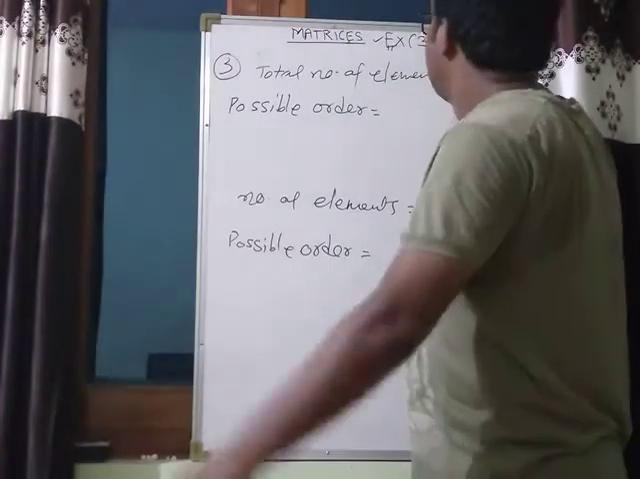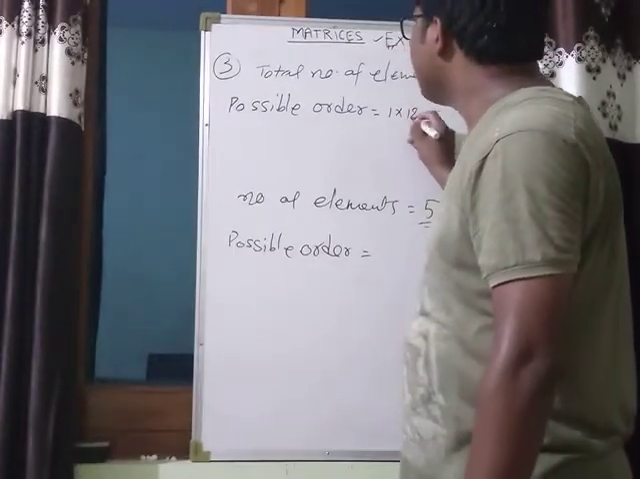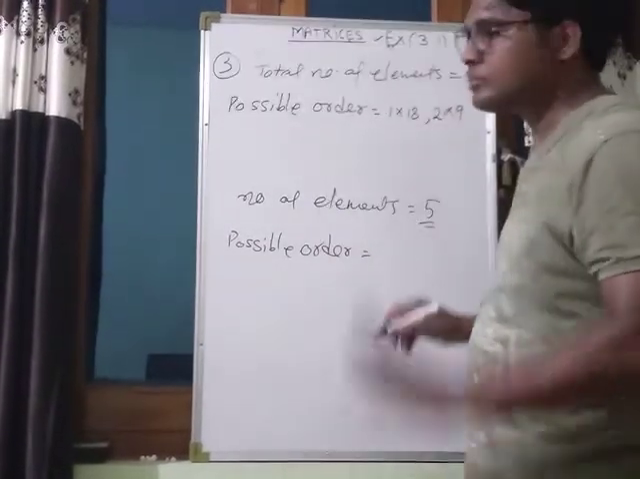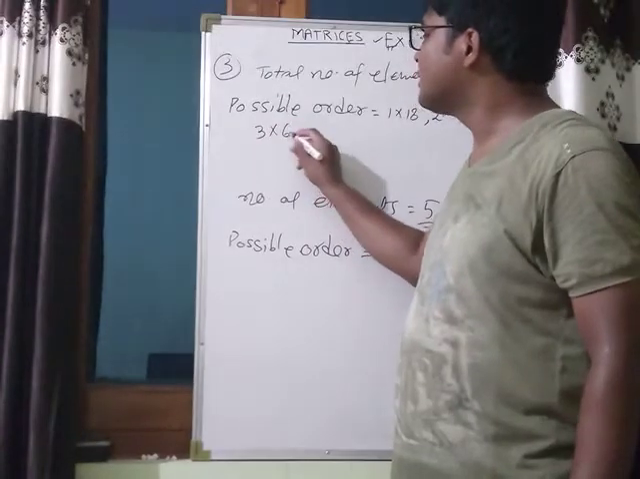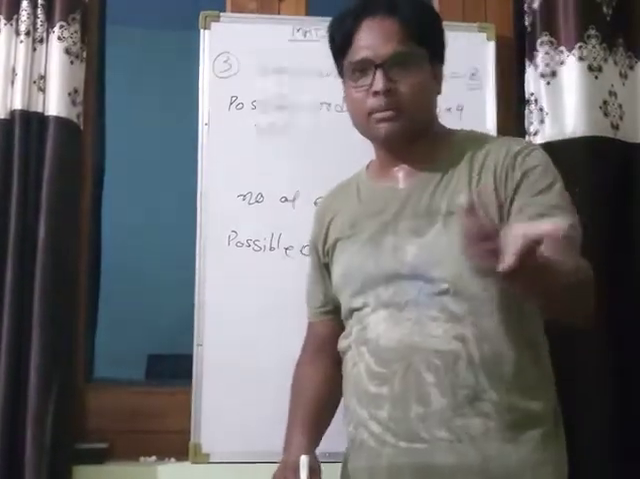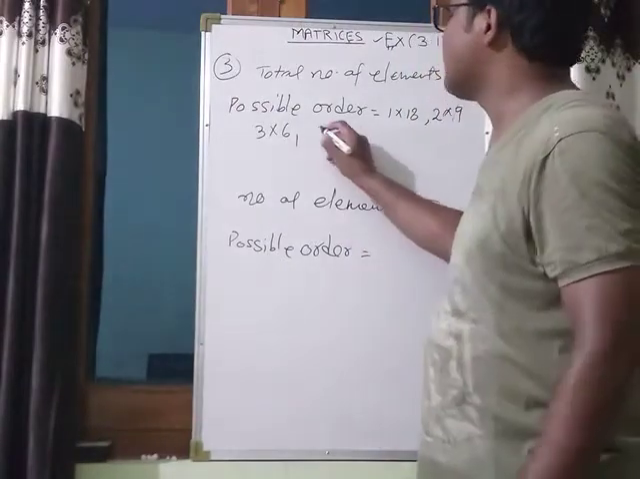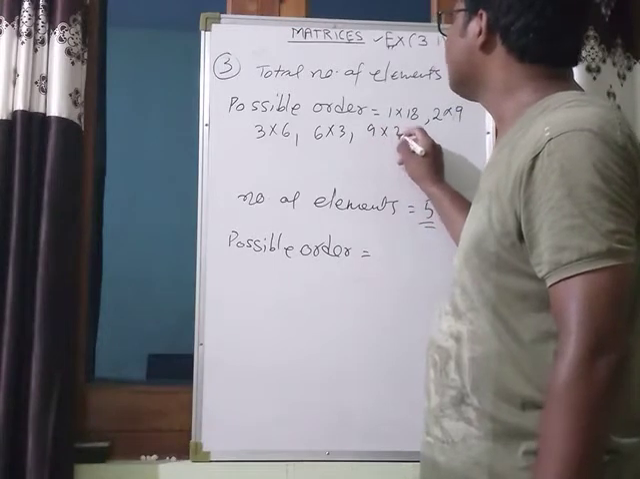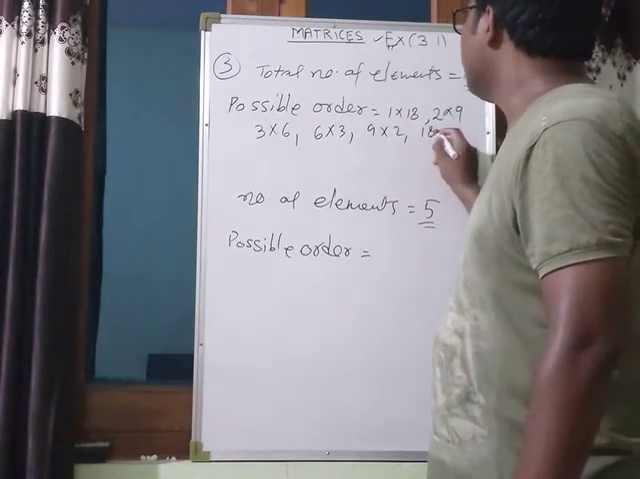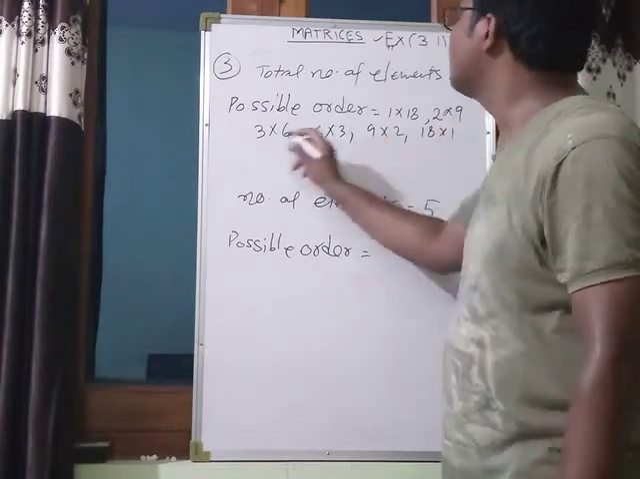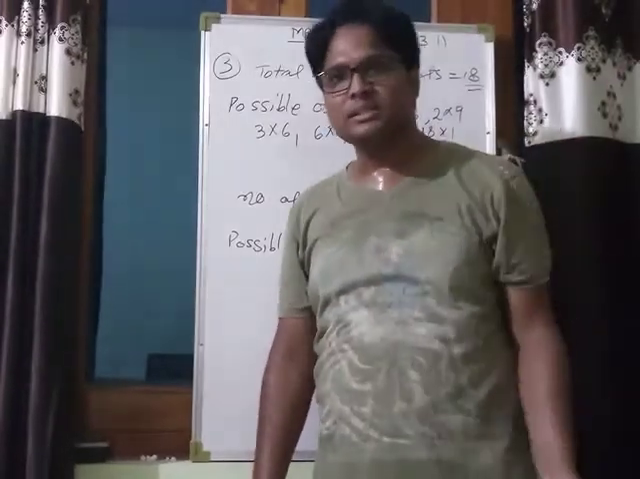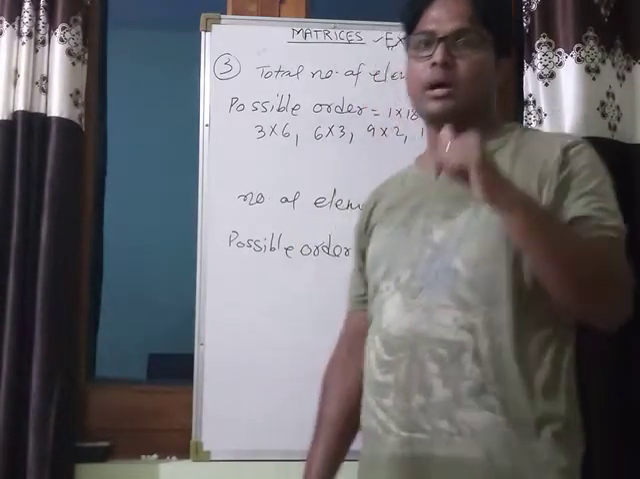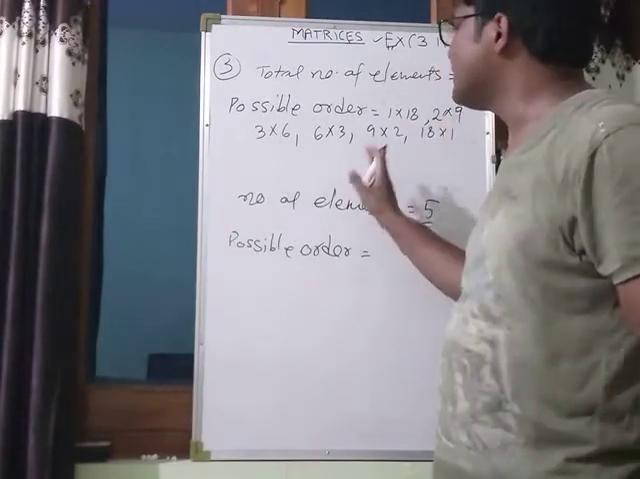So possible orders may be 1 by 18, because 1 into 18 is equal to 18, 2 by 9, 3 by 6. 18 does not come in the table of 4, nor 5. Then 6 by 3. 7 will not work, 8 will not work either. 9 by 2, after that 18 by 1. So the possible orders are 1, 2, 3, 4, 5, 6. There are 6 matrices which contain 18 elements, and their orders are 1 by 18, 2 by 9, 3 by 6, 6 by 3, 9 by 2, 18 by 1.